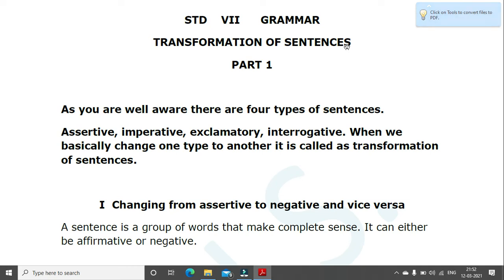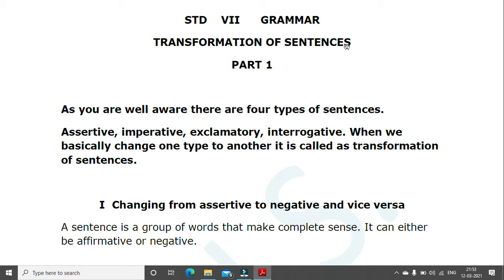Good morning, children. Today we'll do your last topic in grammar, that is transformation of sentences. This chapter is a little long because, as you know, there are many types of sentences. There are basically four types of sentences. So your transformation is when you are making assertive into exclamatory, assertive into interrogative, assertive into imperative, or changing exclamatory into assertive or exclamatory into interrogative, and so on. So there are quite a few ways of doing it, and many types of other changes also.